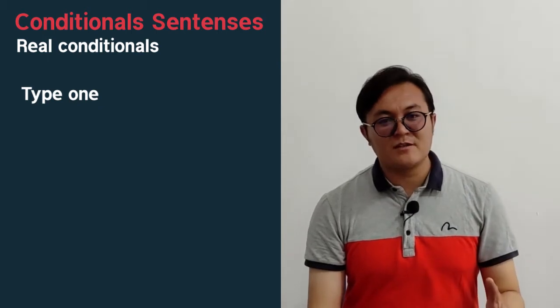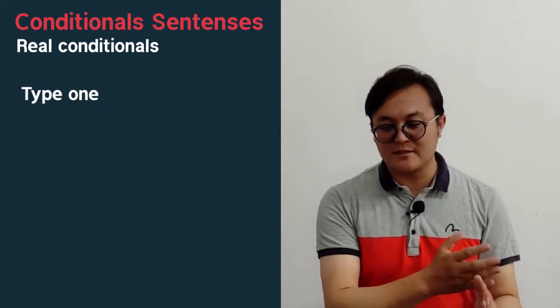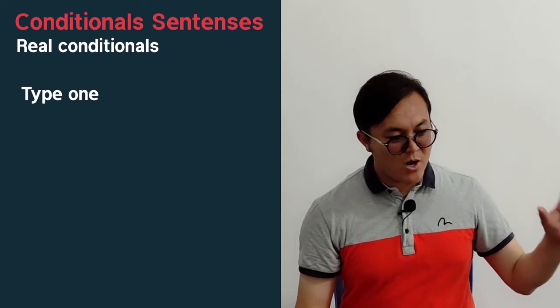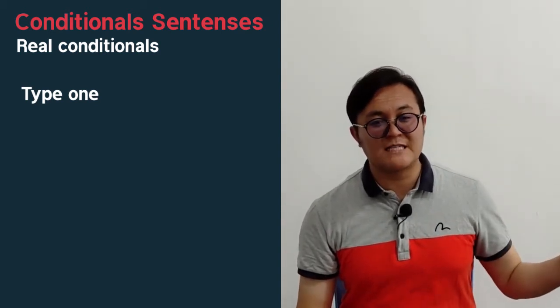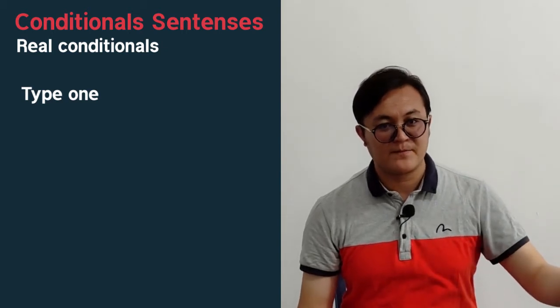The difference between the zero conditional sentence with a type 1 is this, that both if and result clause in a zero conditional sentence are written in the simple present.